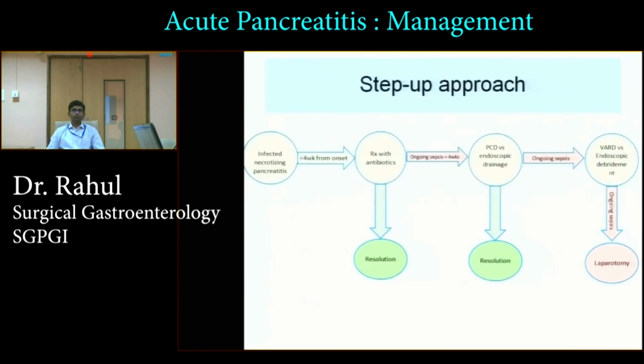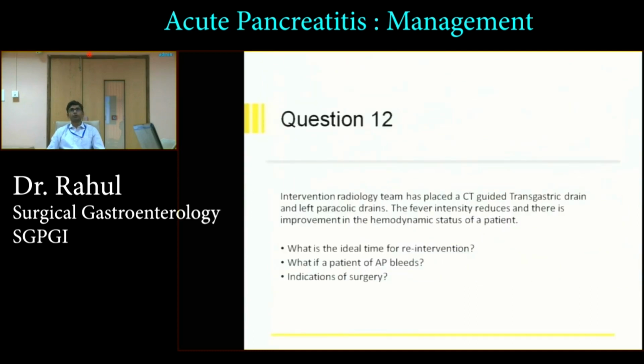So this is how we step up. If we find infected necrotizing pancreatitis less than 4 weeks from onset, we usually try to manage with antibiotics. If resolution occurs, it's fine. If it doesn't, then PCDs or endoscopic drainage is considered. If resolution occurs, it's fine. If it doesn't, then video-assisted retroperitoneal debridement or endoscopic debridement is considered. If it leads to resolution, it's fine. Otherwise, in the presence of ongoing sepsis, we go for exploratory laparotomy or open necrosectomy.